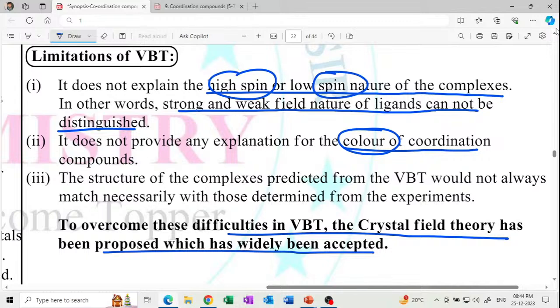The structures of complexes predicted from VBT will not always necessarily match those determined from experiment. They do not always match. Get it? So these are the three limitations of VBT. Number one, high spin and low spin; number two, color; and then that it is not matched by experiment. Experimental and VBT results differ. Get it?